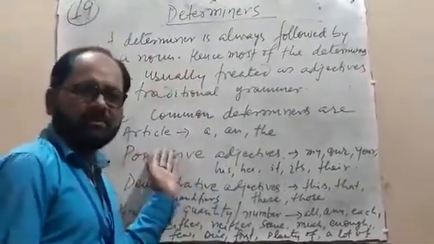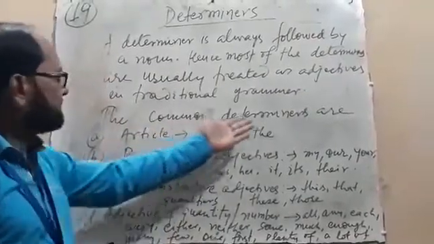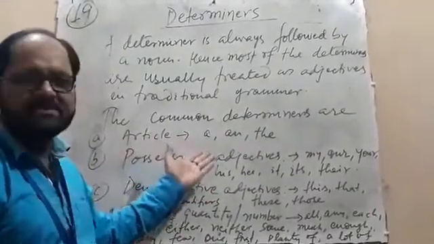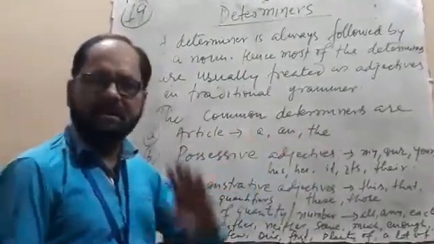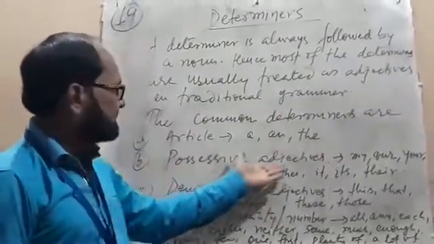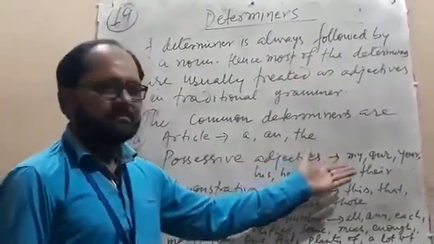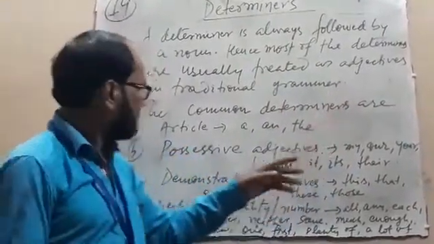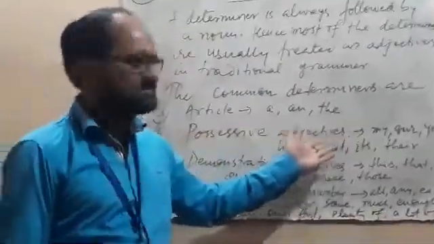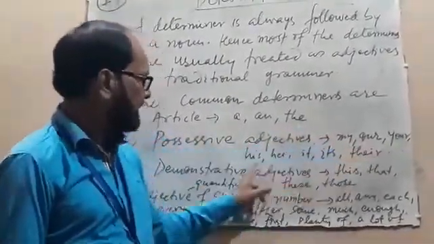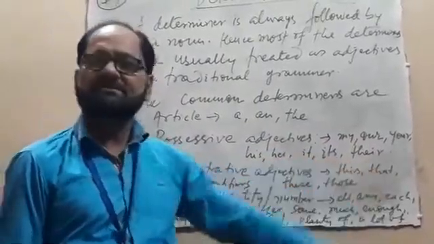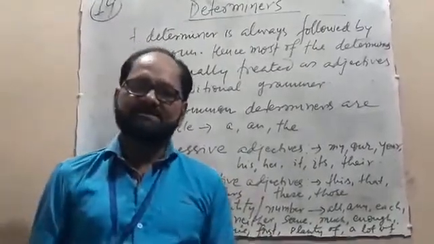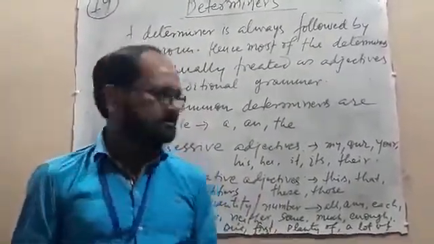Now, look here. Our common determiners are articles. Article means a, an and the. Possessive adjectives: as I told you in an earlier class, examples are my, our, your, his, her, its, their. Demonstrative adjectives: this, that, these, those.